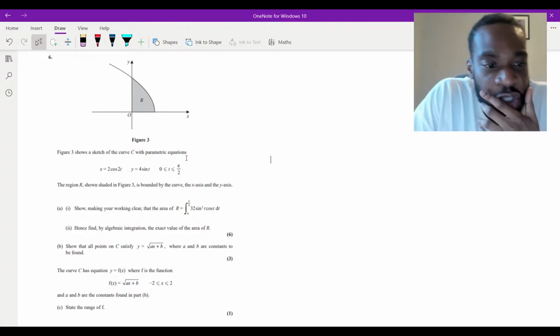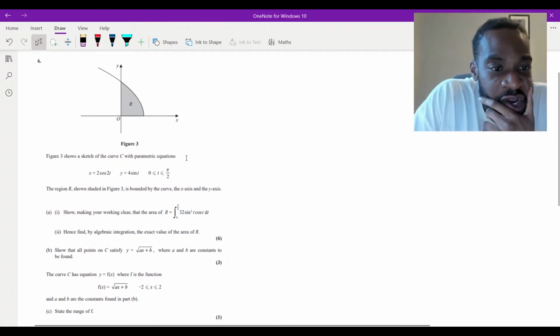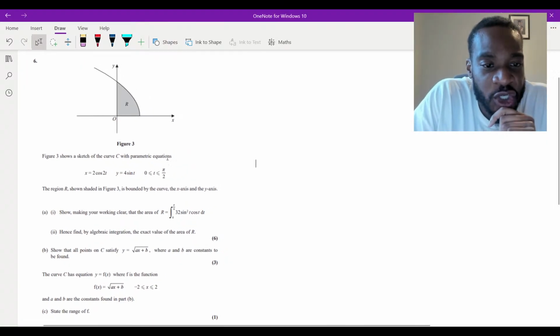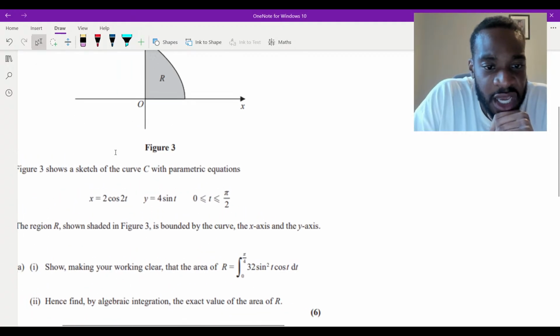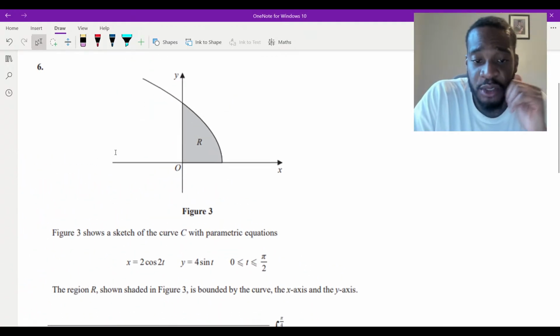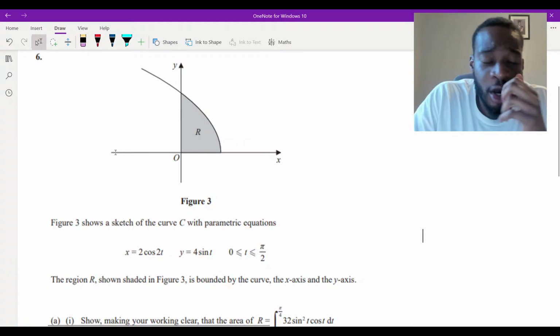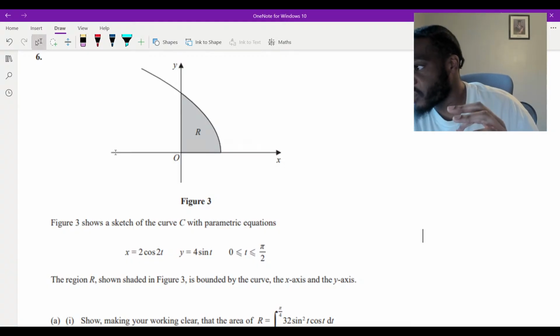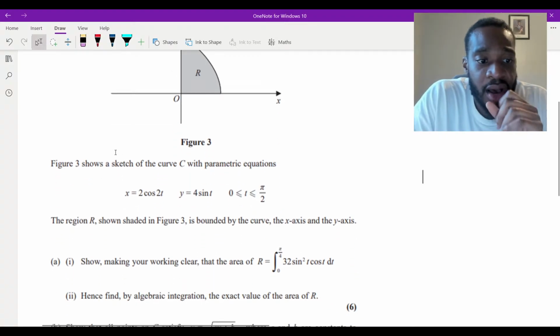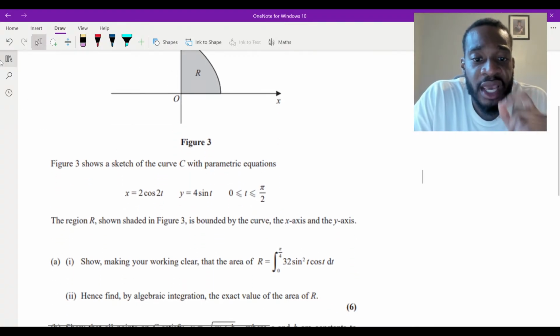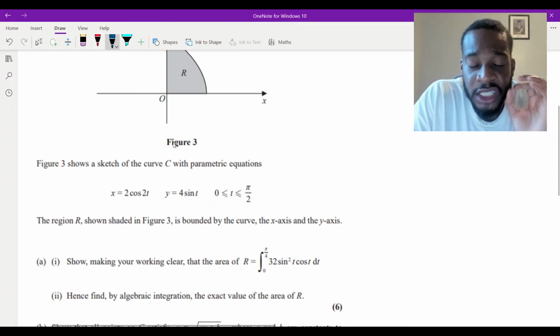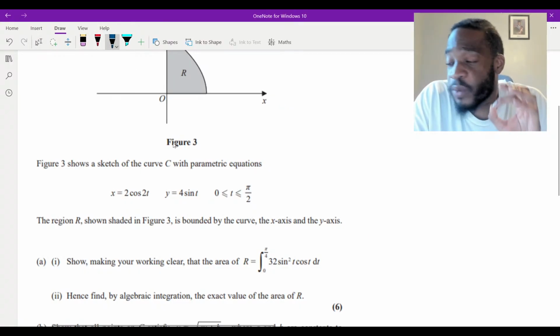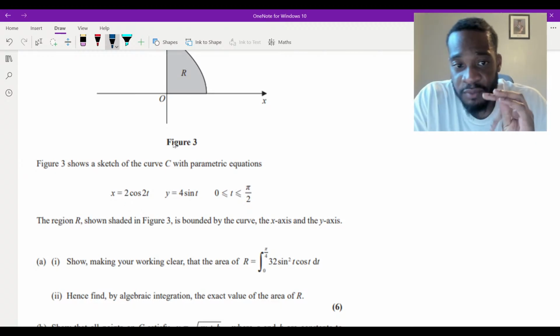Okay. So, figure three shows a sketch of the curve C with parametric equations: x equals 2 cos 2t and y equals 4 sin t, where t is between 0 and pi over 2. The region R shown shaded in figure 3 is bounded by the curve, the x-axis and the y-axis. Part (a)(i) says show, making your working clear, that the area of R is equal to the integral between 0 and pi over 4 of 32 sine squared t cos t dt.